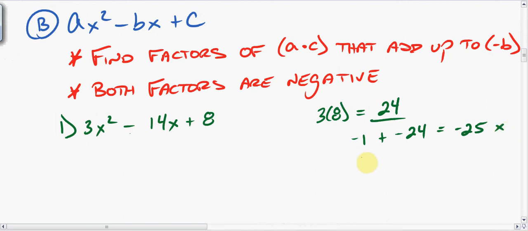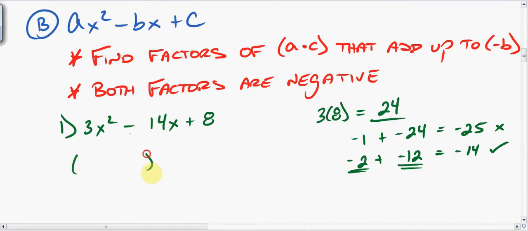So let's now go on to 2. 2 goes into 24 12 times. Both factors are negative. Added together, we do get negative 14, which is the number we're looking for. So negative 2 and negative 12 are the factors we want.